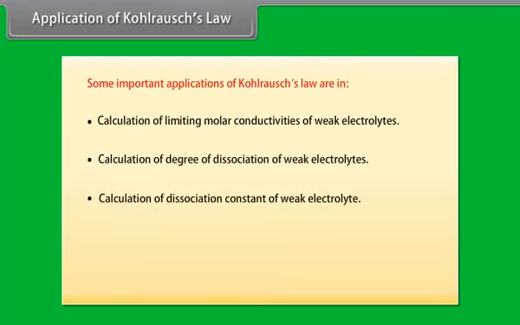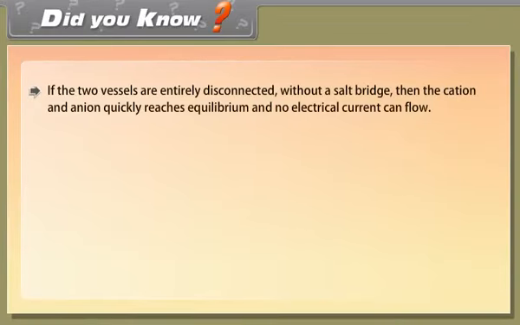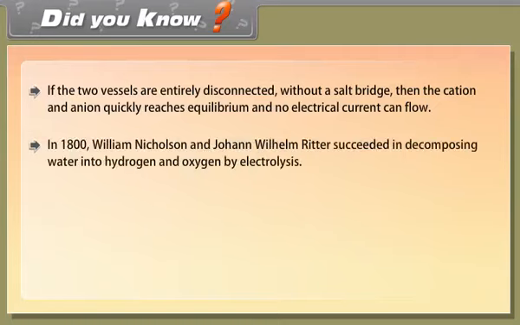Variation of conductivity and molar conductivity with concentration. Variation of conductivity with concentration. Conductivity refers to conductance of 1 cm³ of the electrolyte. With the increase in dilution, the number of ions present in 1 cm³ of the solution decreases. Conductivity of the electrolytic solution also decreases as the dilution increases.